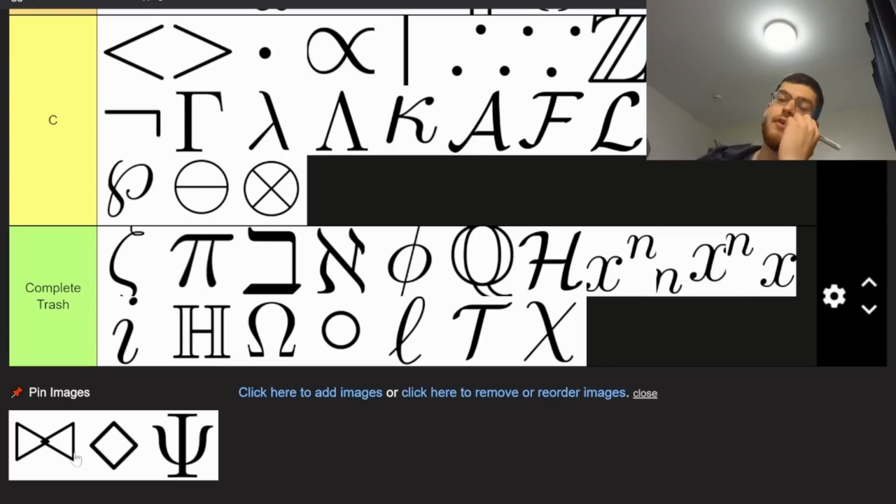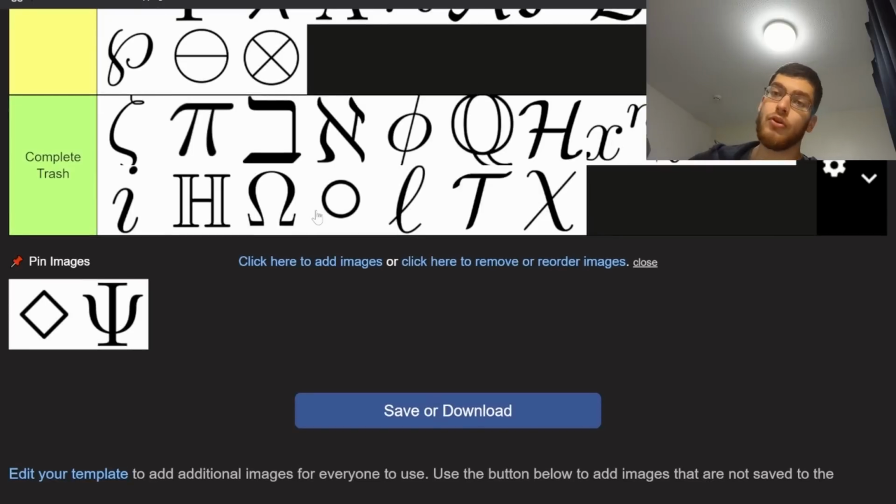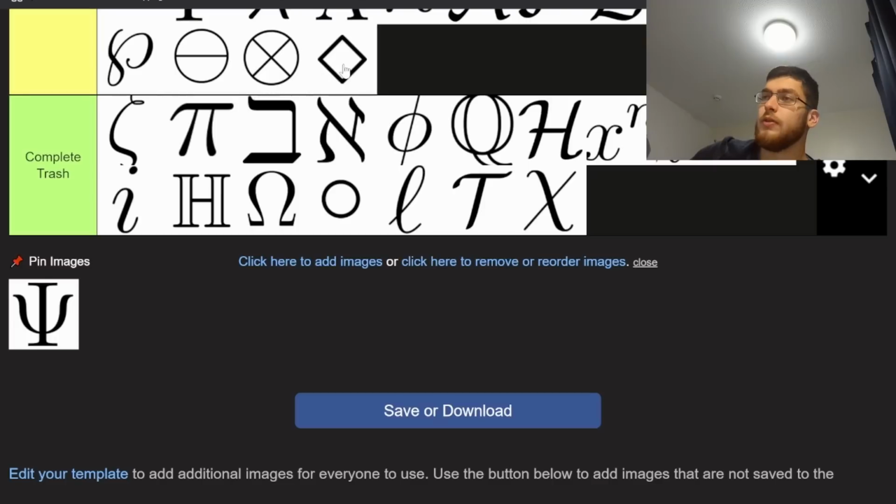This next one is bow tie, and it means join. And what I like about this is that it looks like two triangles joining together. Next is the diamond, which means possibly. Why is it possibly? I don't know. Nothing about this tells me that it's possibly. So I'm going to put it in C tier.